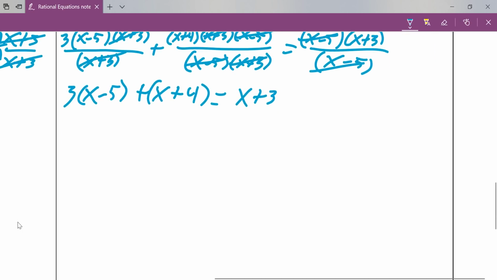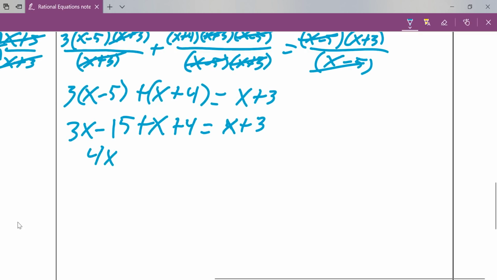So if we scroll down, we have to distribute this 3 into the x minus 5. So we get 3x minus 15, because 3 times x is 3x, and 3 times negative 5 is negative 15. And then plus x plus 4, and then equals x plus 3. And then we're going to combine our like terms. So 3x plus x is 4x. Negative 15 plus 4 is negative 11. It's equal to x plus 3.